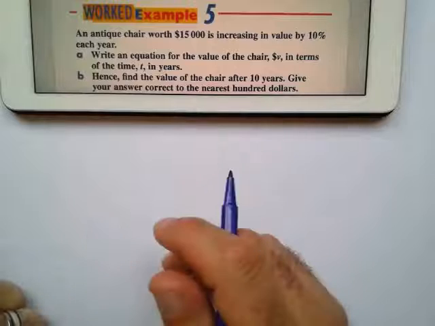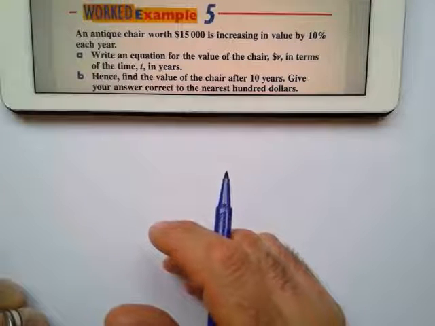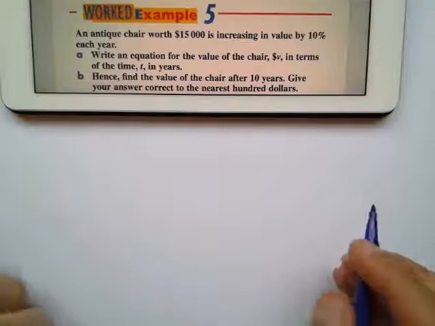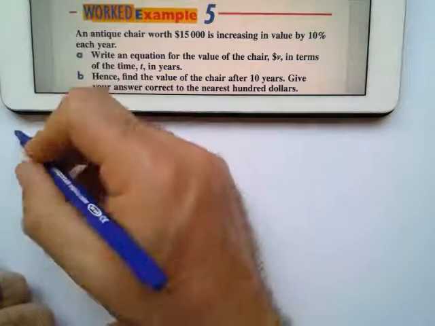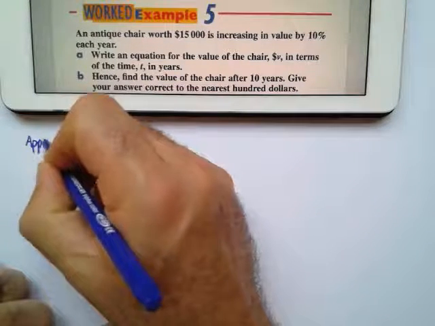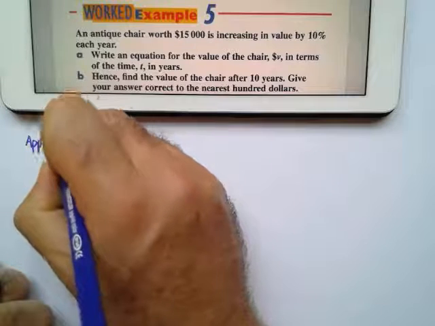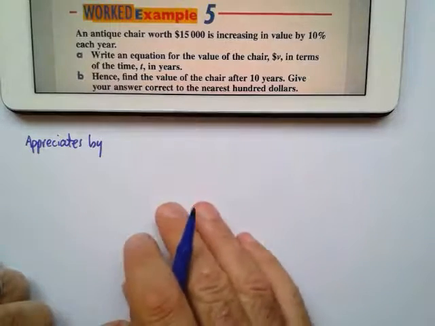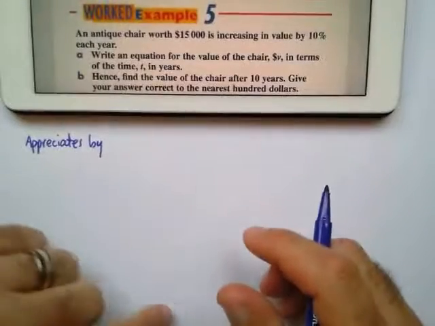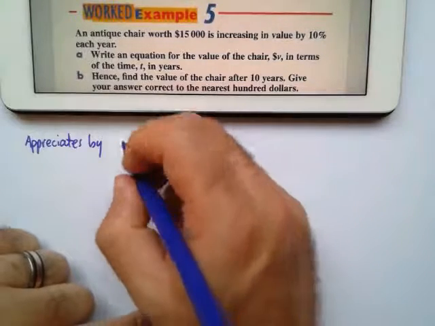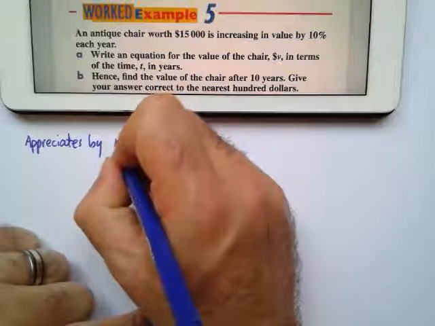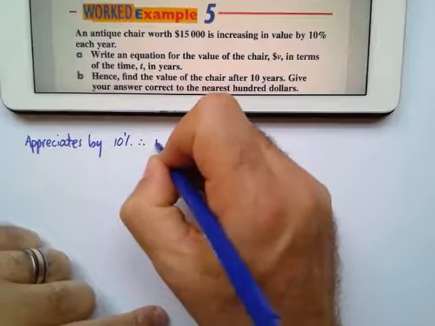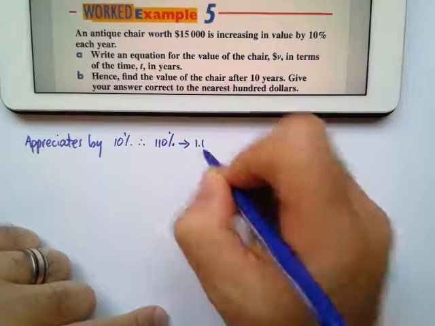We say the chair appreciates, whereas normal stuff like cars and other furniture, which is not antique, is decreasing, or depreciation. But this is appreciation. So in appreciation, it appreciates by 10%, which means if it's worth 100% of its price now, then next year it will be worth 110%, and 110% in decimals is 1.1.